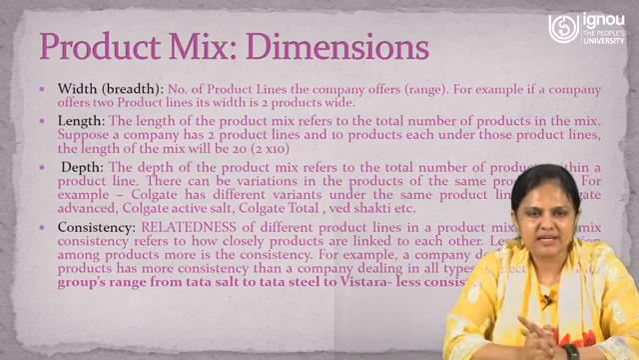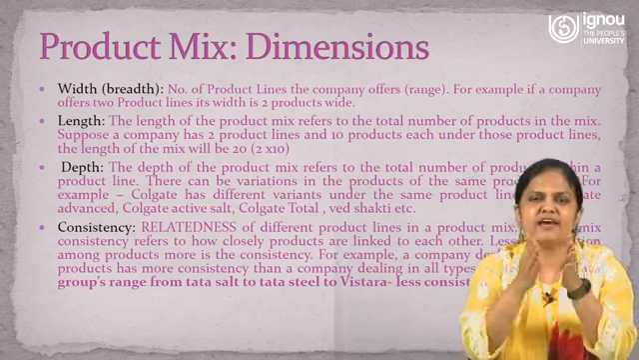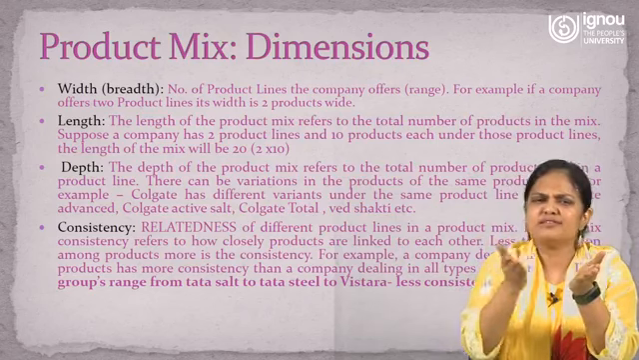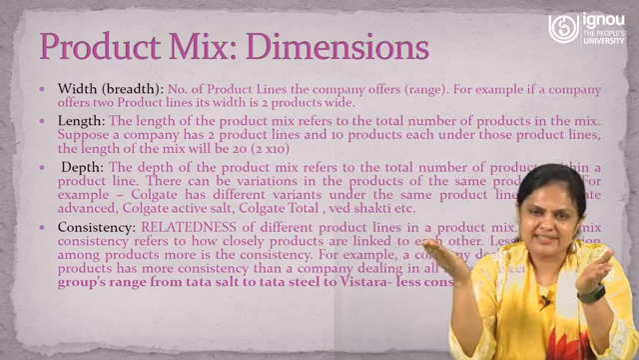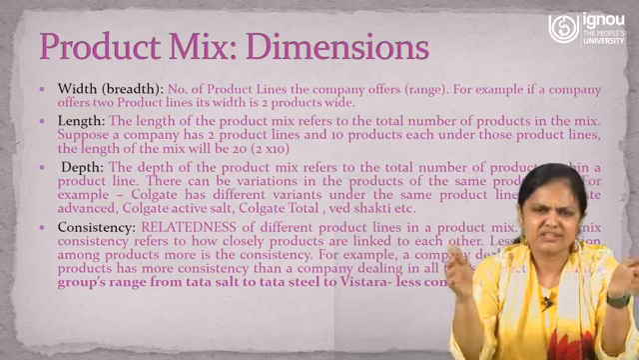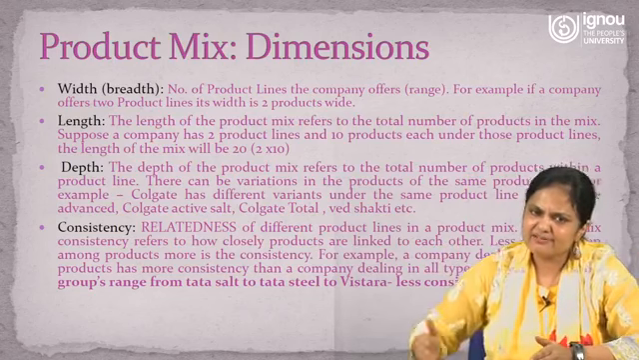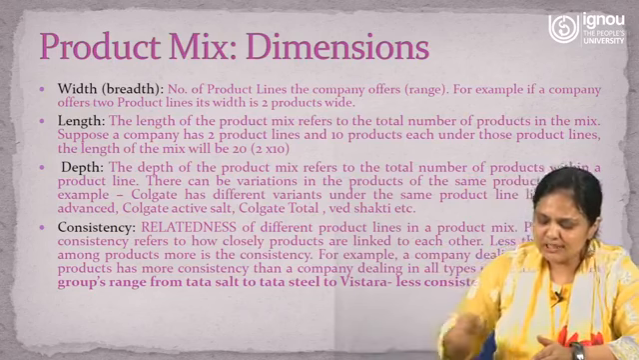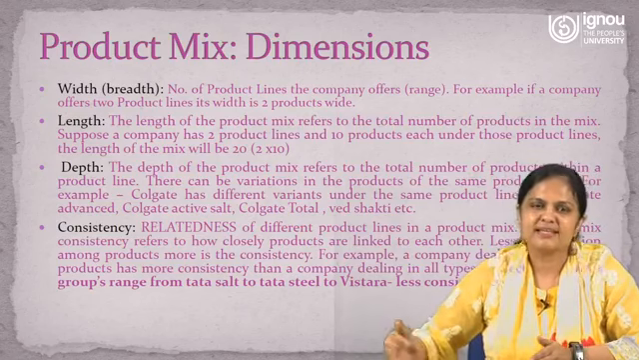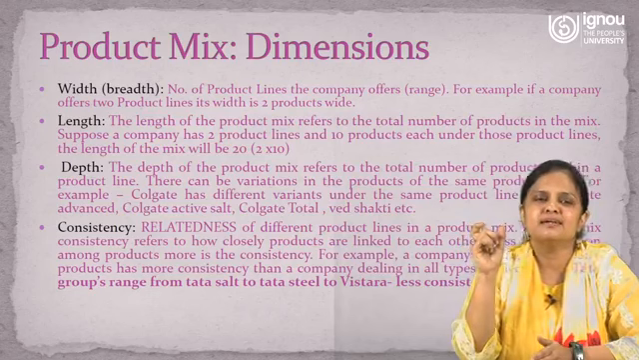For example, if you take Colgate, it has different variants under the same product line. Under the toothpaste product line they may have various variants, for example Colgate Advanced, Colgate Active Salt, Colgate Total, or maybe Ved Shakti, or likewise various other variants also. So the number of variants they are offering under their toothpaste shows the depth of the product mix.